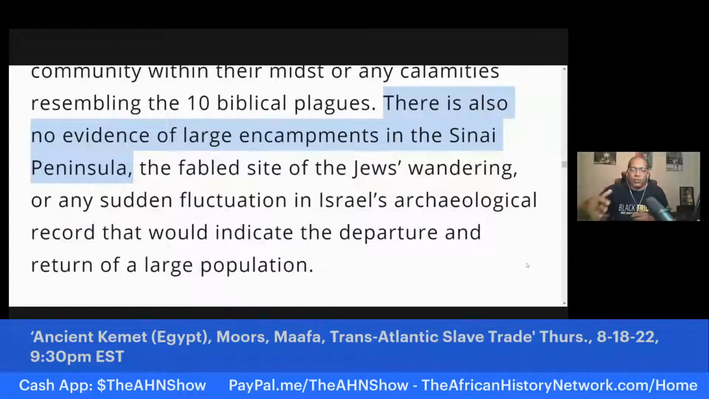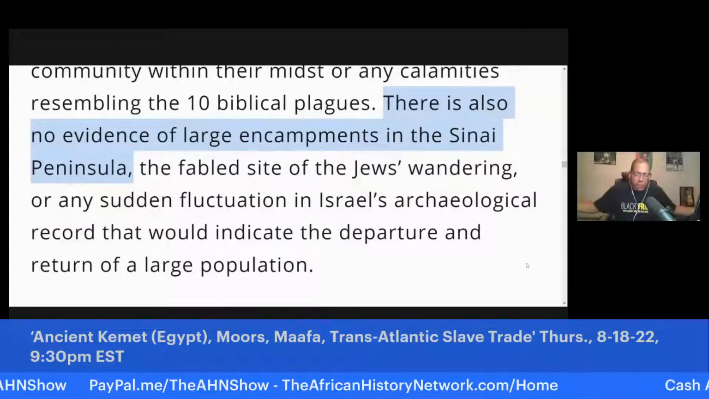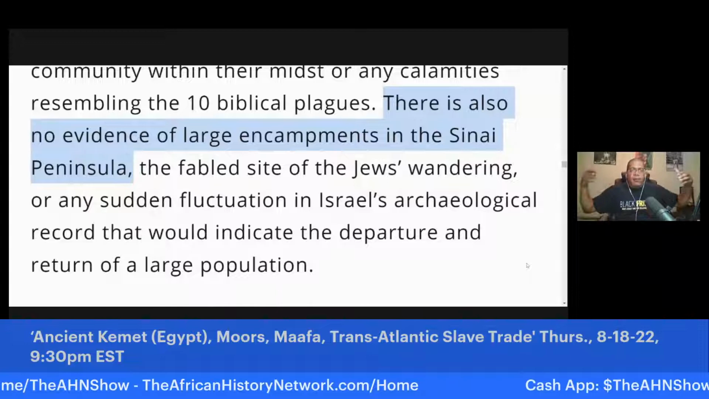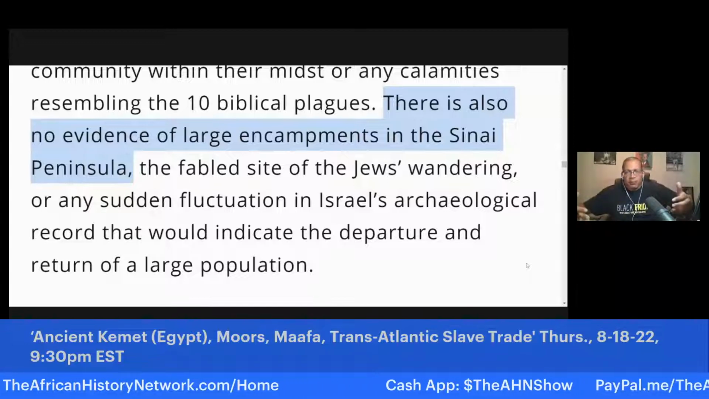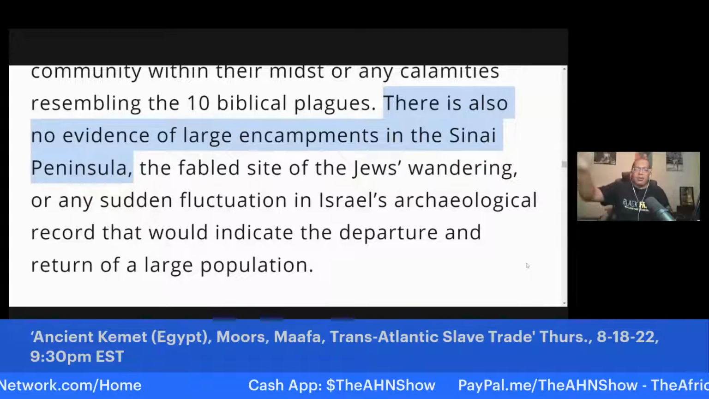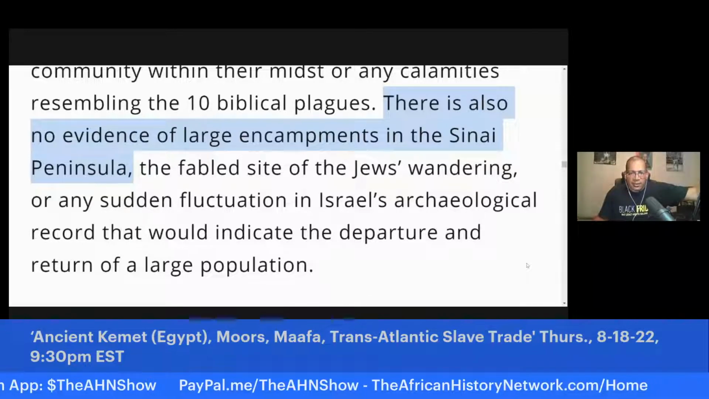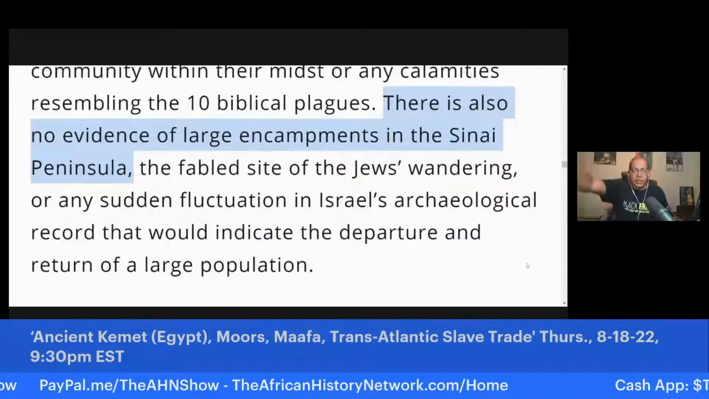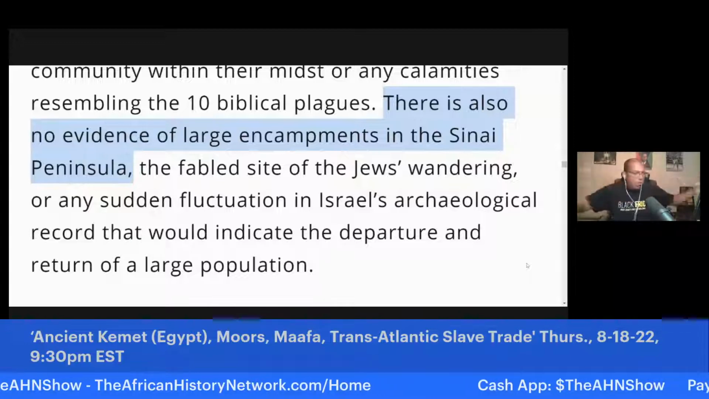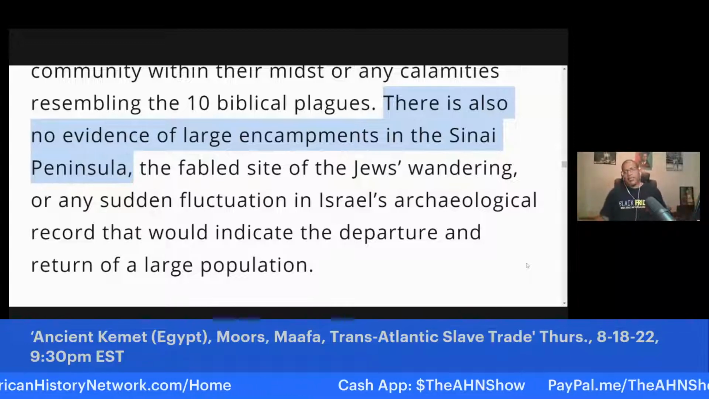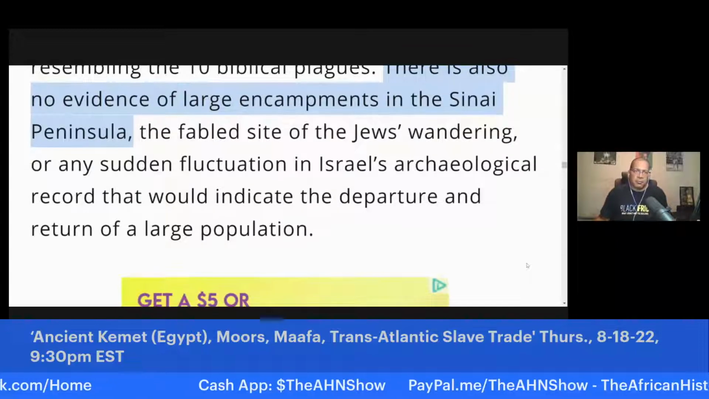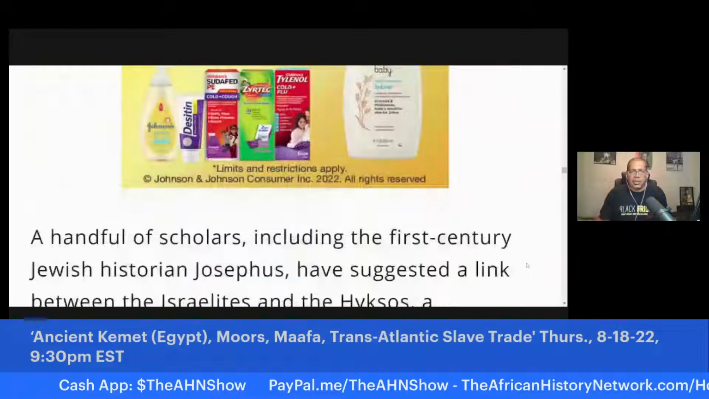It indicates that you leave archaeological footprints. You leave ecological footprints. You don't have hundreds of thousands of people or millions of people leaving a society, a mass exodus, and then they arrive in another society and there's no evidence of that. That doesn't happen. That happens in literature, but doesn't happen for real.